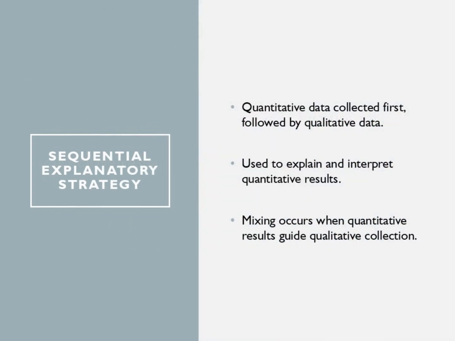Now the main part. Let us first understand what sequential explanatory strategy is. Actually, sequential explanatory strategy is a popular strategy for mixed method design with strong quantitative leanings. Here, quantitative data is collected first, followed by qualitative data. It is used to explain and interpret quantitative results. Here actually weight typically is given to the quantitative data, and the mixing of the data occurs when initially quantitative results guide the secondary qualitative collection. Thus, the two forms of data are separated but connected.